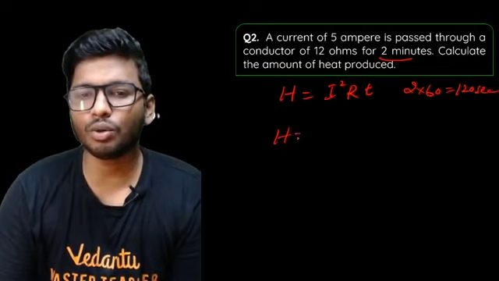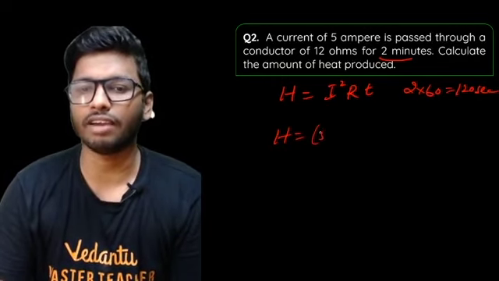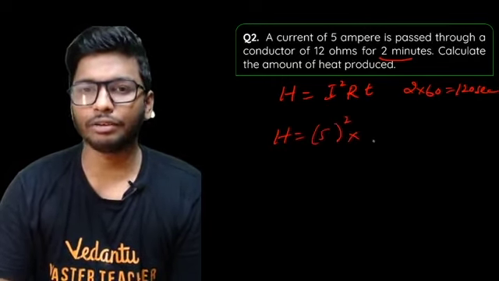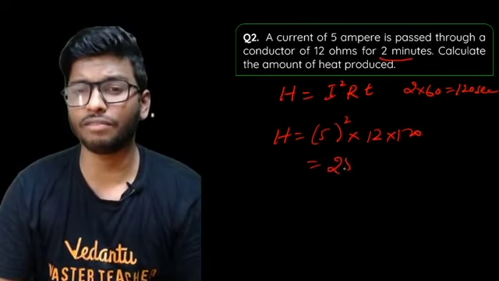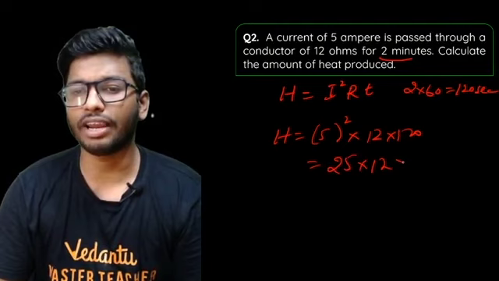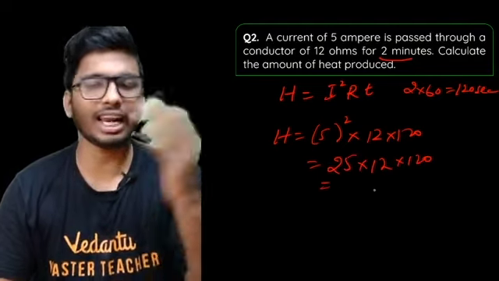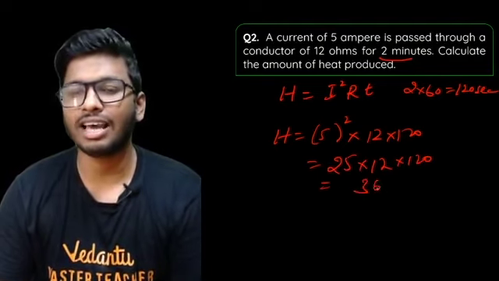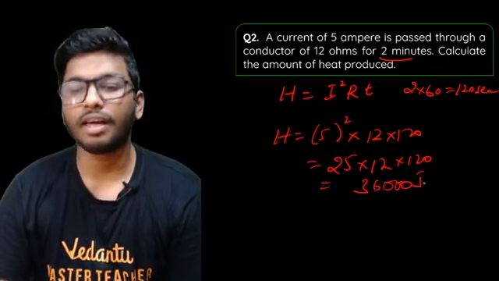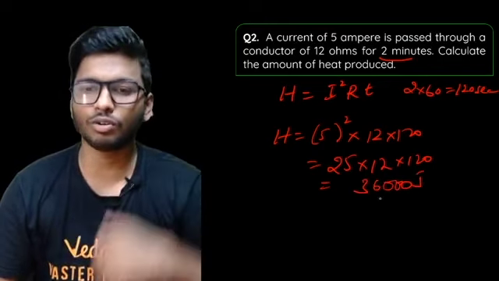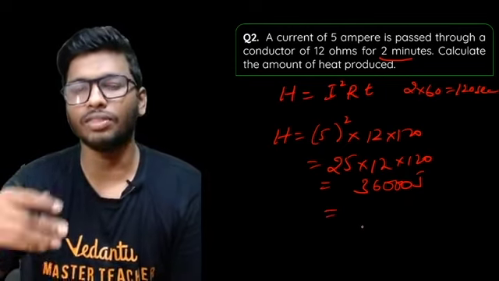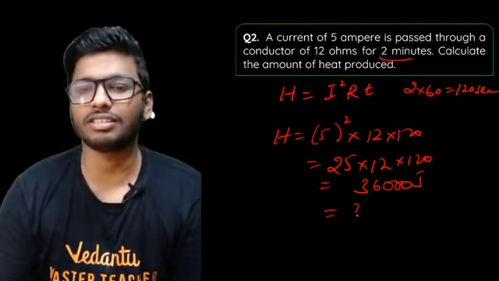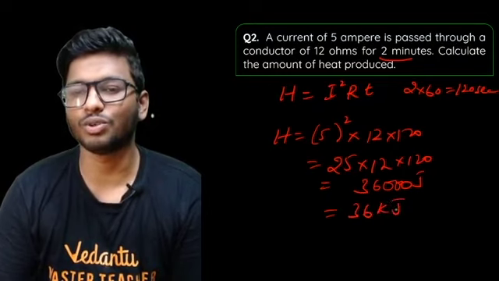So H is equal to, what is the current flowing through the conductor? It's 5 amperes. So 5 square into the resistance, which is 12 ohms, into 120. So it's basically equal to 25 into 12 into 120, which, if you calculate it, you will get 36,000 joules. Now, if you want to convert it to kilojoules, that is also fine. Divided by 1000, because 1 kilojoule is equal to 1000 joules, you'll get 36 kilojoules.